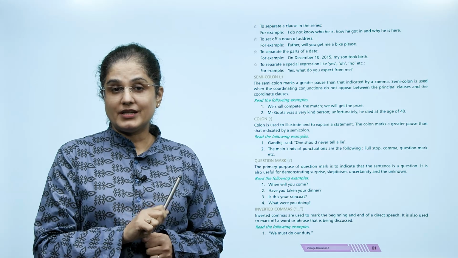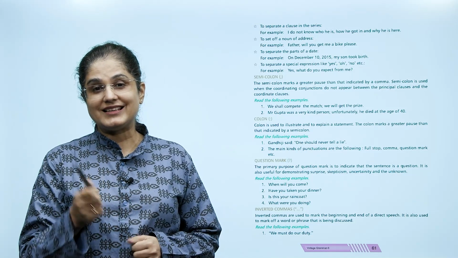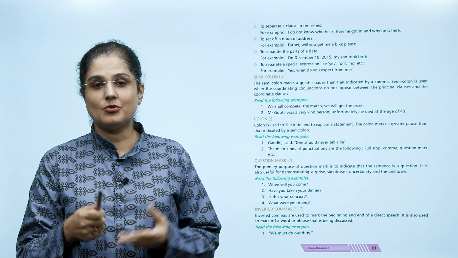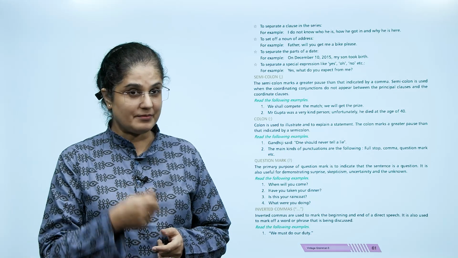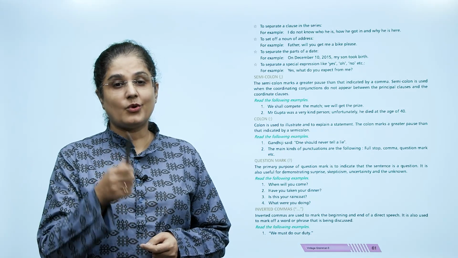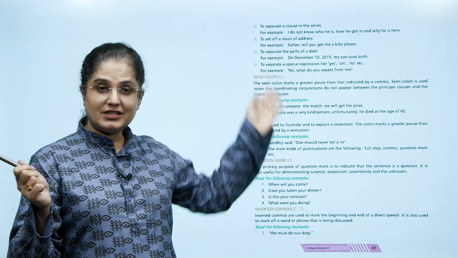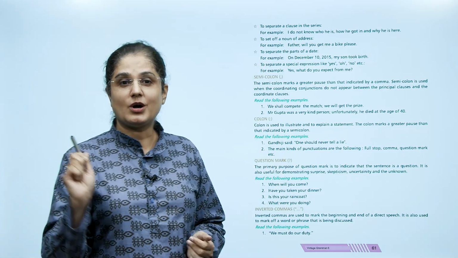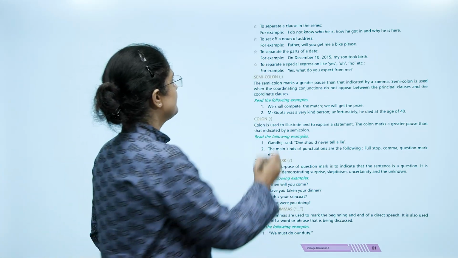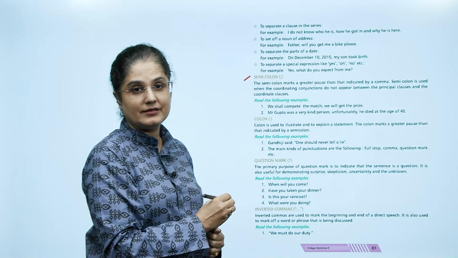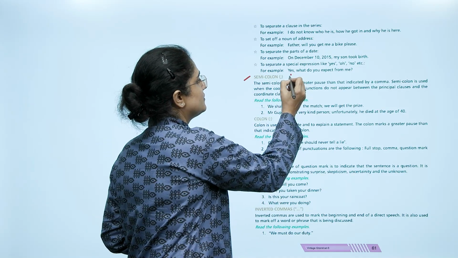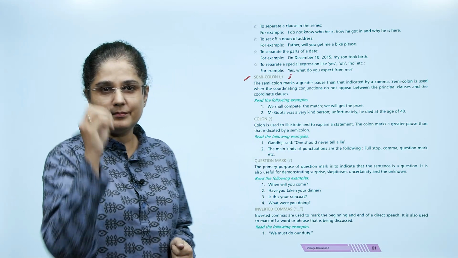To also separate a special expression like yes, oh, no, etc. Example, yes, what do you expect from me? So, this was the different kinds of uses of the comma. Now, we will see semicolon, a dot and a comma beneath that dot.